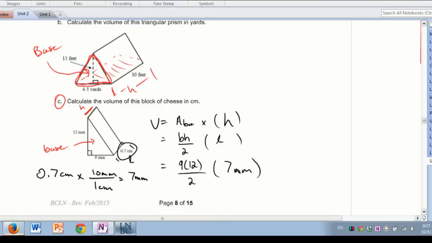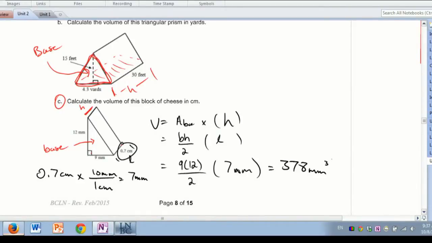So let's try that again. 9 times 12 times 7, divide that by 2. So I get 378 millimeters cubed.